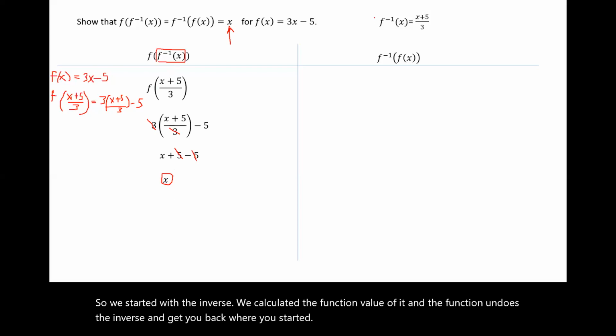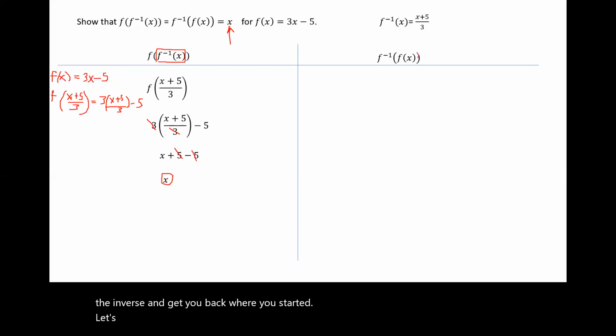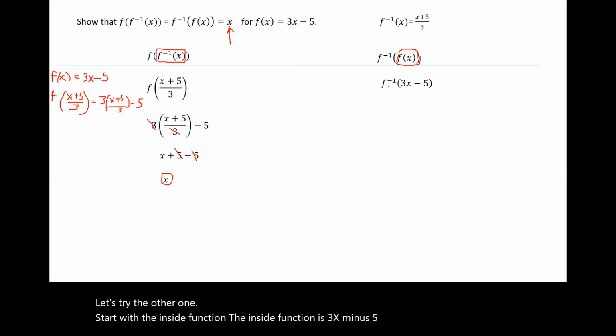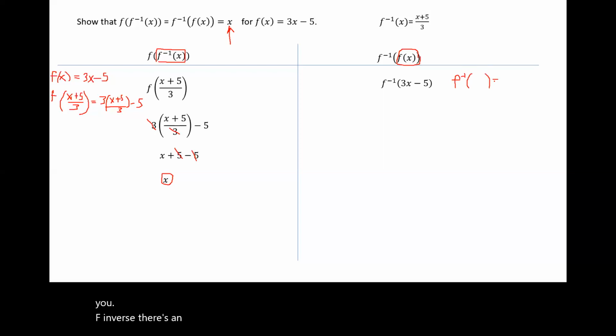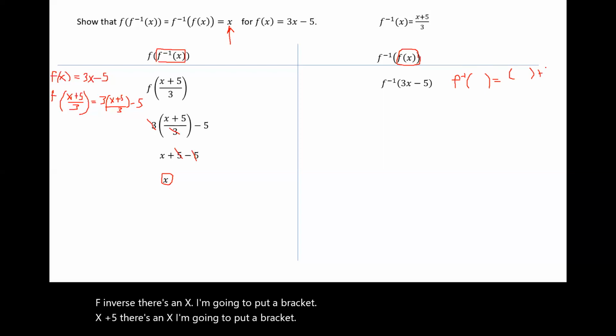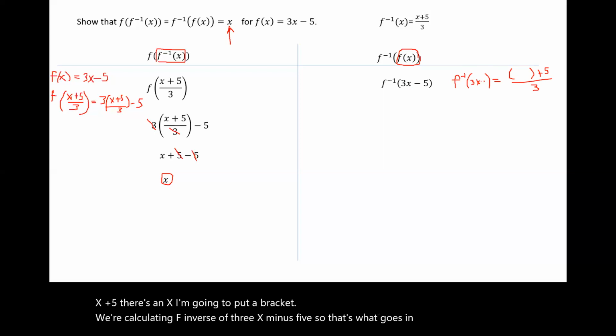Magic. Let's try the other one. Start with the inside function. The inside function is 3x minus 5. We're calculating the inverse. The inverse is this one. Again, if you need a method that's always going to work for you: f inverse, there's an x, I'm going to put a bracket. x plus 5, there's an x, I'm going to put a bracket. We're calculating f inverse of 3x minus 5. So that's what goes in our brackets where the x's were.